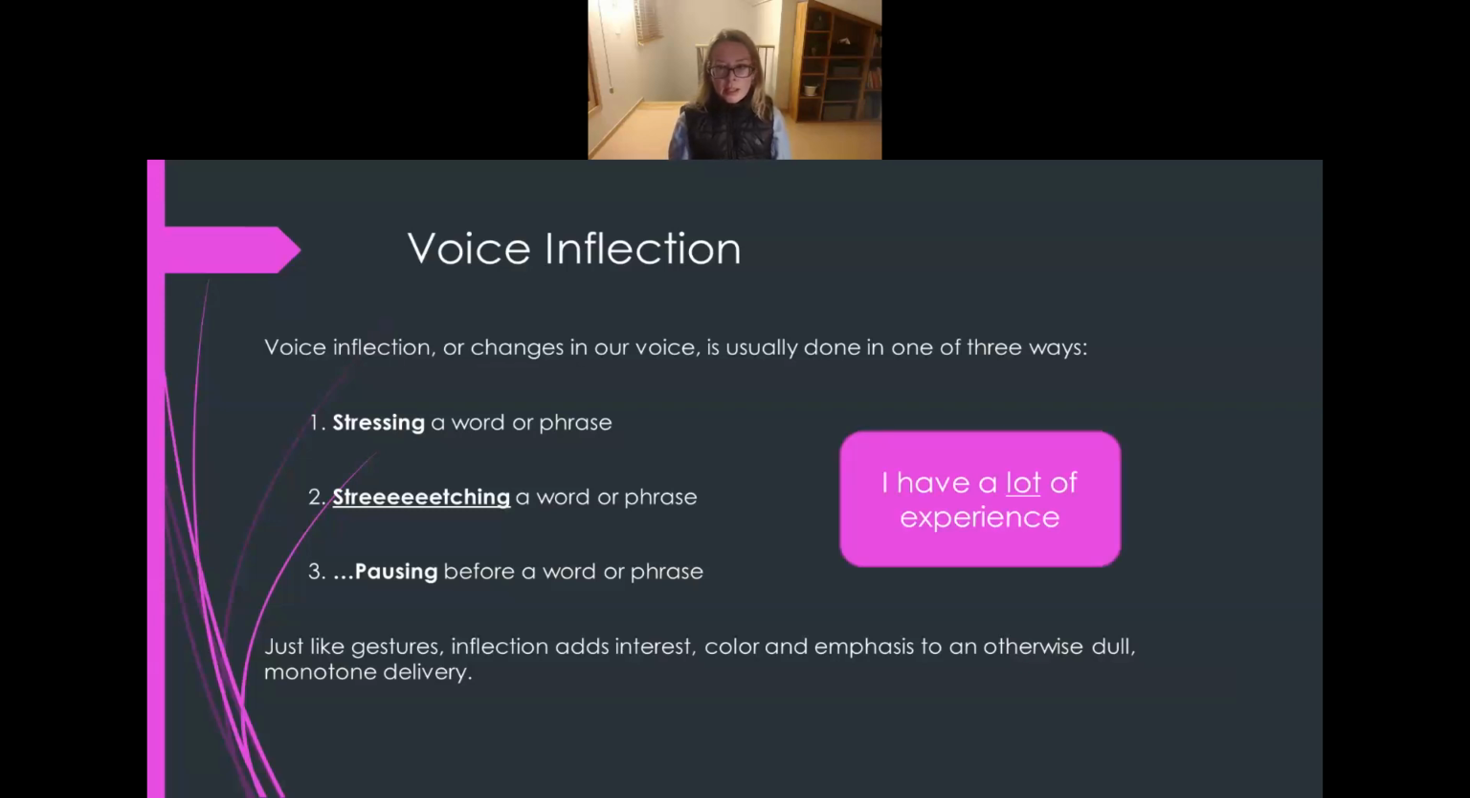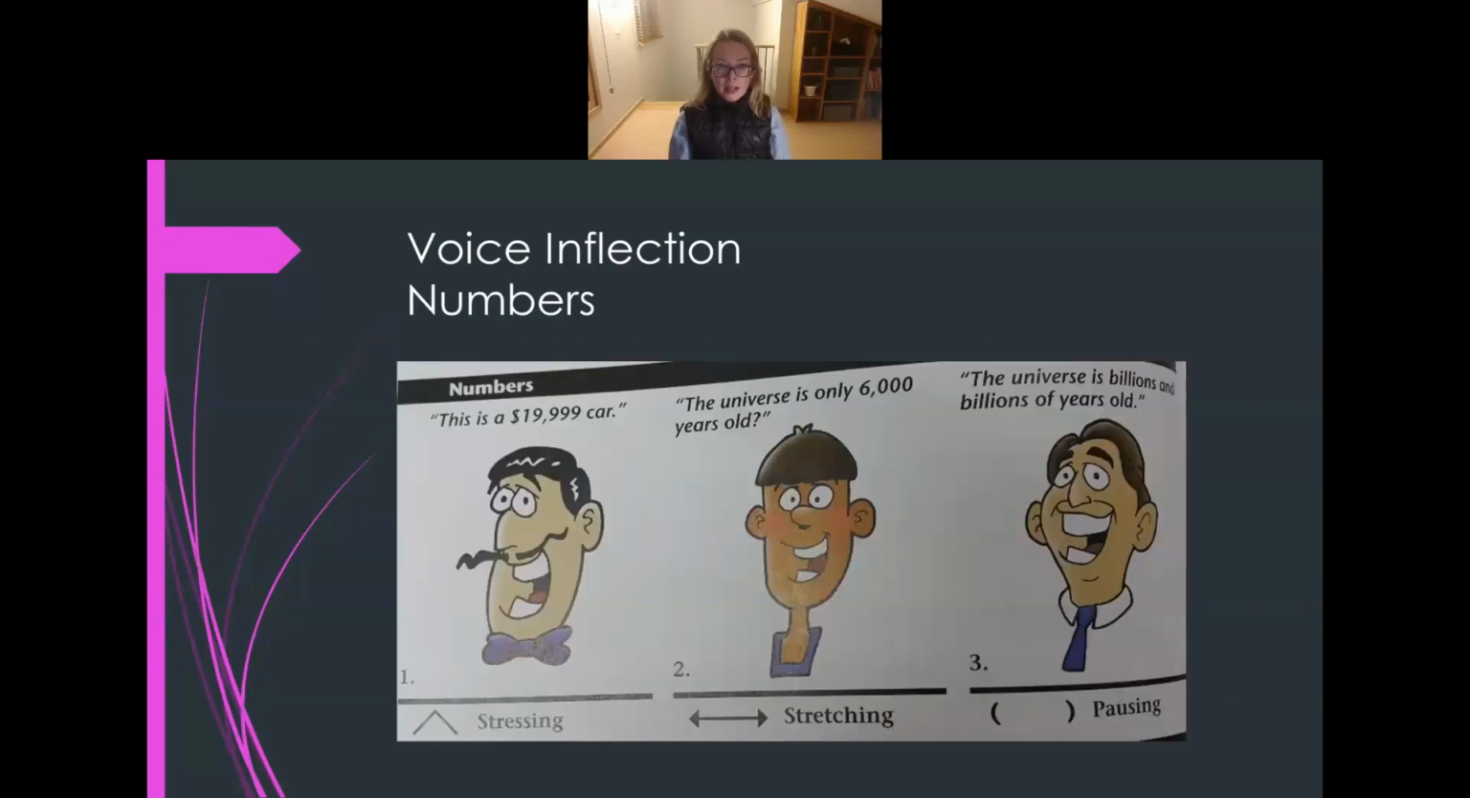Here's an example. I have a lot of experience. That's stressing. Or we could say, I have a lot of experience. That's stretching. Or you could pause, I have a lot of experience. Okay, so you guys can practice these yourselves. I have several of these that you can practice, but I will just illustrate again for you guys.